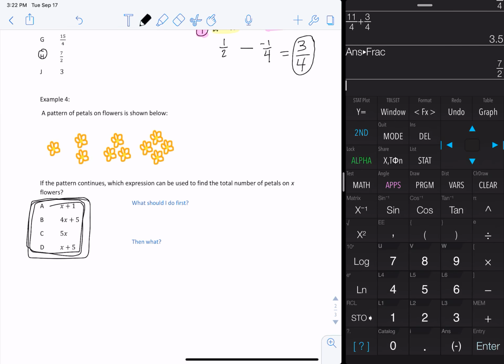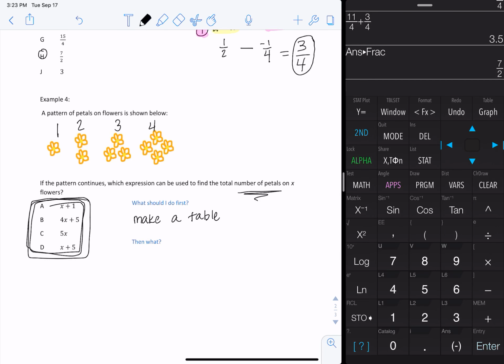So the first thing we need to do in example 4 is we need to make a table. And in order to make your table, first you have to count your pieces. So this is the first situation. Hang on. This is the second, this is the third, this is the fourth. So first all you do is count. Then you want to see what we're looking for. We are looking for the number of petals.